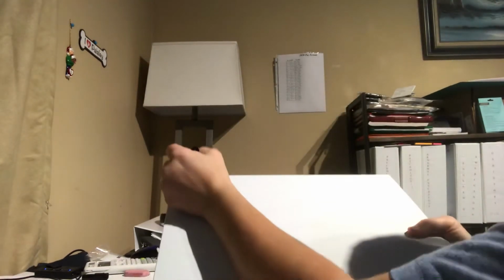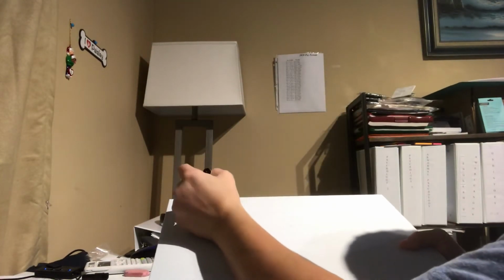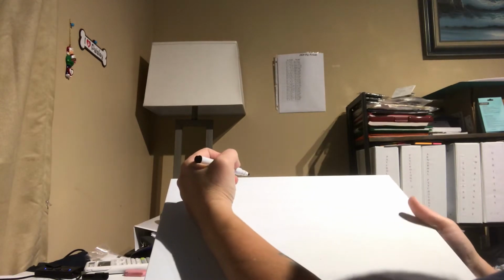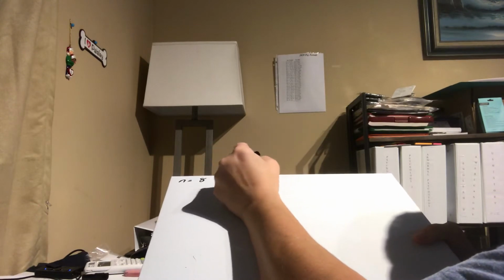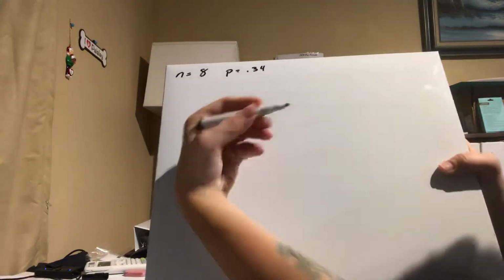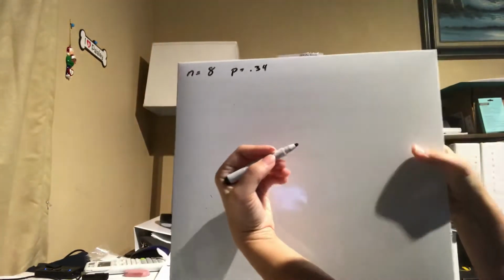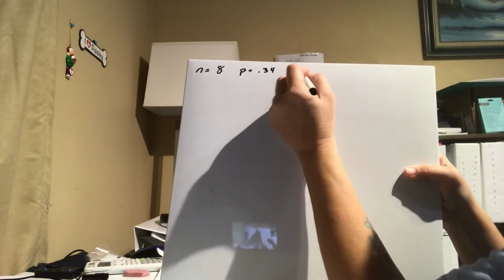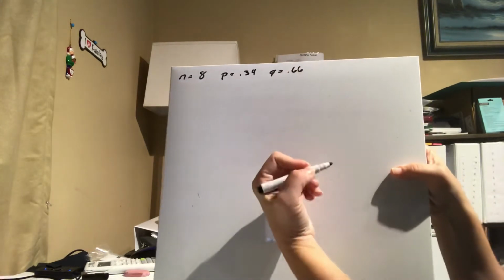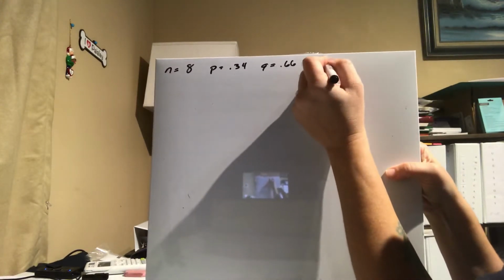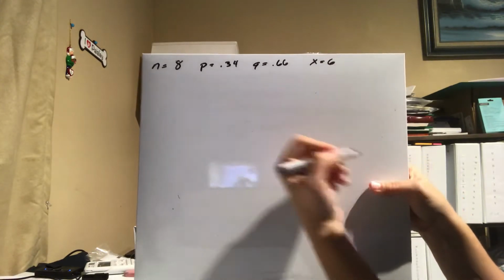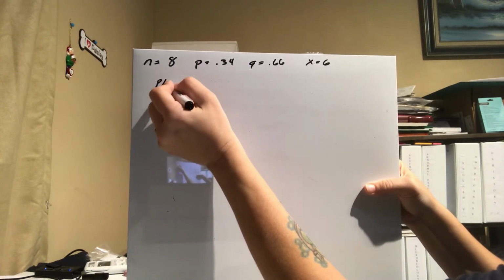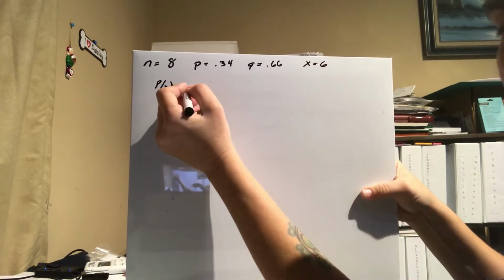So in this case, your N number is 8. That's how many you've chosen to test. And the P is 34%. So that would be 0.34. And the difference from 100% is 0.66. So that would be your Q number. And your X would be however many you wanted, which was exactly 6. So in this case, you would do your probability times X, which would be that one.